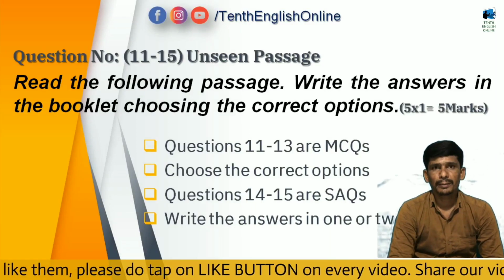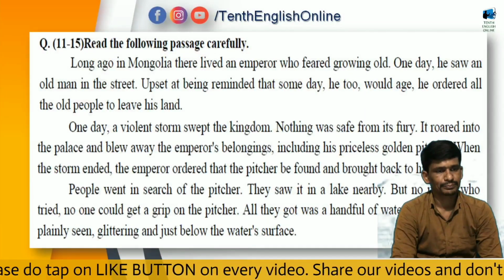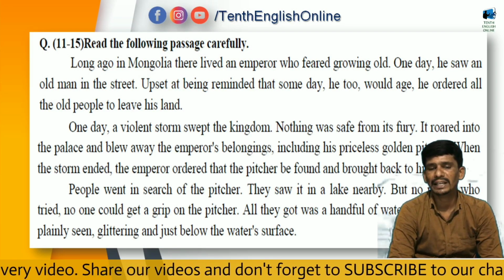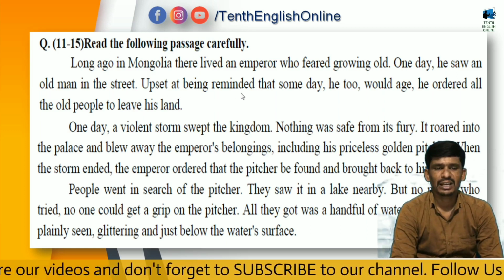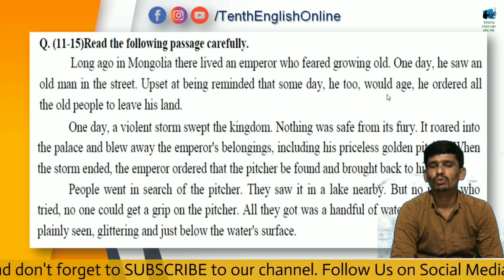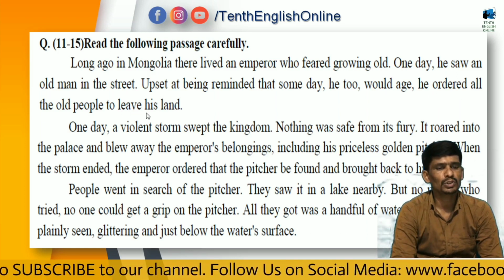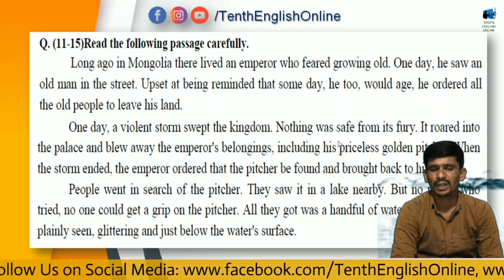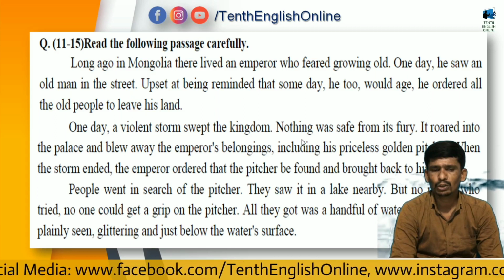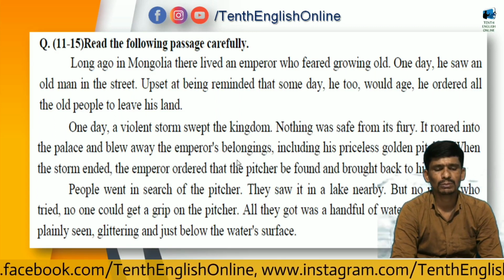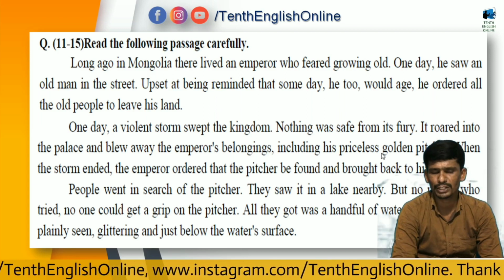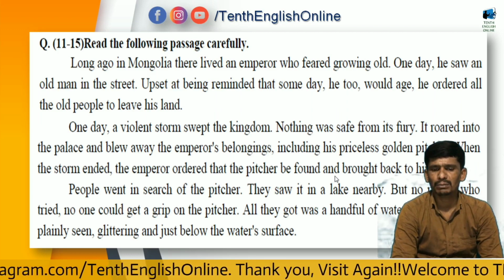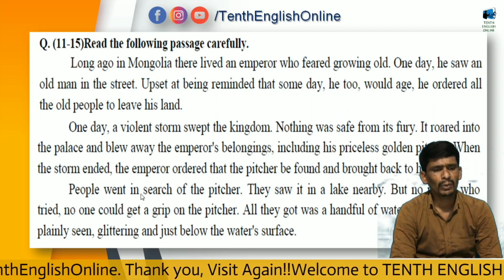Third bit. Long ago in Mongolia, there lived an emperor who feared growing old. One day he saw an old man in the street, upset at being reminded that someday he too would age. He ordered all the old people to leave his land. Surprising. One day a violent storm swept the kingdom. Nothing was safe from its fury. It roared into the palace and blew away the emperor's belongings, including his priceless golden pitcher. When the storm ended, the emperor ordered that the pitcher be found and brought back to him. People went in search of the pitcher.